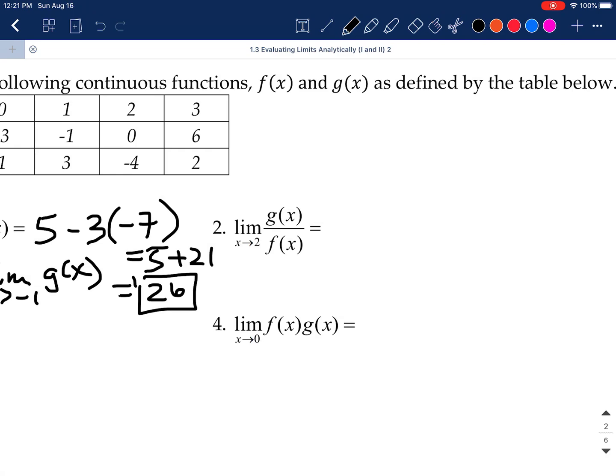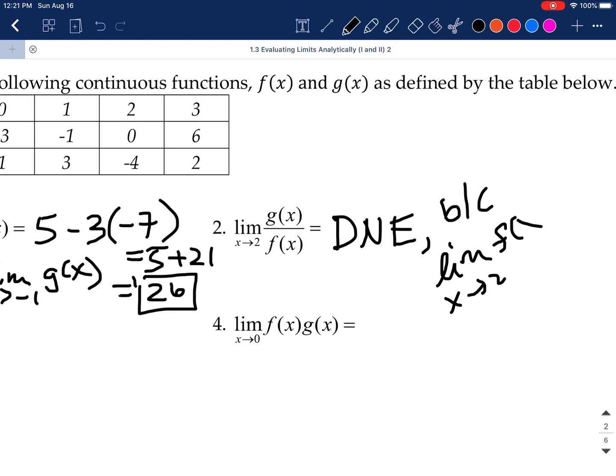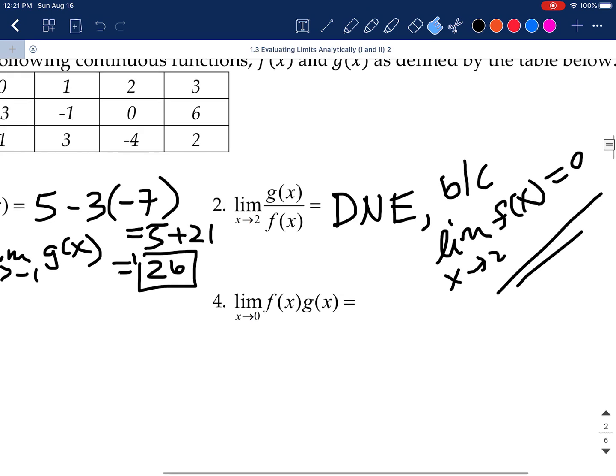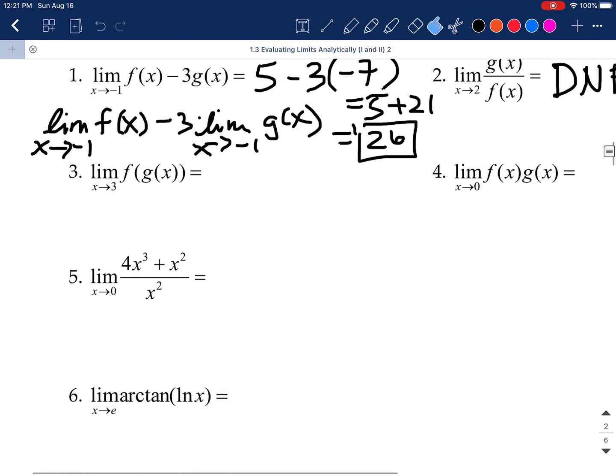But because we haven't really discussed the infinite limits yet, for the moment, we're simply going to call these non-existent. So does not exist. So this limit does not exist, and that is because the limit as x approaches 2 of f of x equals 0. So that would be our justification. So the limit of the denominator is 0, approaching 0. Okay, so we'll go to 3.